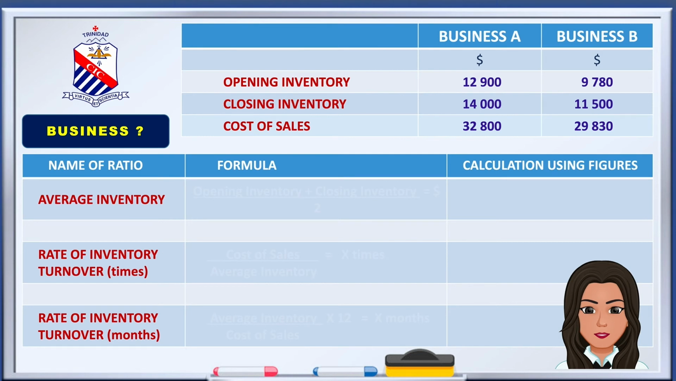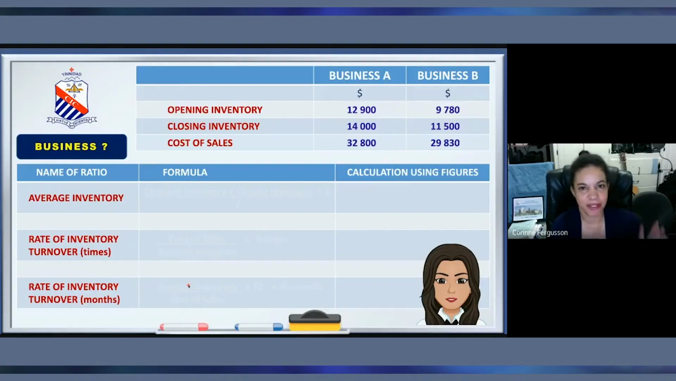And then you will go to your rate of inventory turnover in months. Flip the formula, so you have your formula in words, multiply by 12 because of months. And then you have your working in terms of figures, and your answer, months. So you're going to do that for business A, and then you're going to do that for business B. Same thing: average inventory, work it out, rate of inventory turnover in times, and then rate of inventory turnover in terms of months. So that's your assignment, and you have about 15 minutes, and then we come back with the answers.